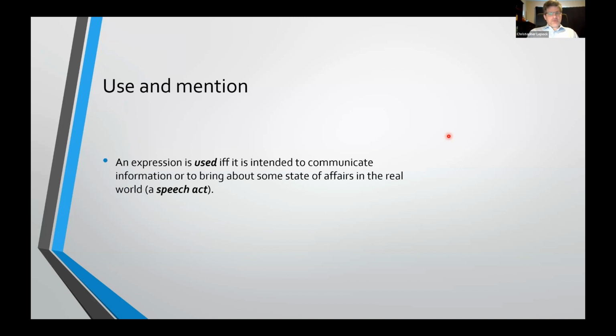The second distinction is between use and mention. These are often confused in ordinary language because they both involve people speaking or writing down words. But there's a key difference in whether people are using the word or the phrase, or mentioning the word or the phrase. An expression is used if the intention behind it is to communicate some sort of information or to bring about some state of affairs in the real world, which is called a speech act. These are the two main uses of language. You can use language to communicate information. You can use language to do things.